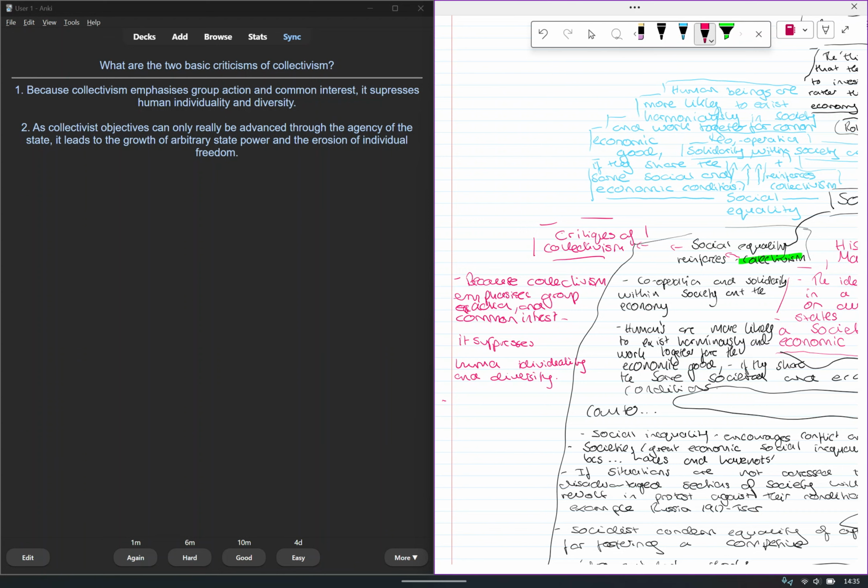Now, let's expand on this a bit more, because you need to expand on your point. As collectivists' objectives can only be what? Advanced through the agency of the state.